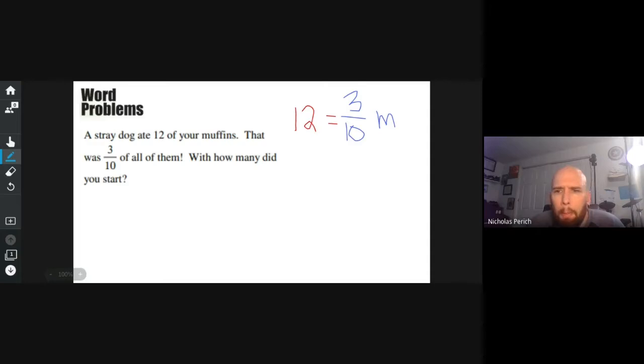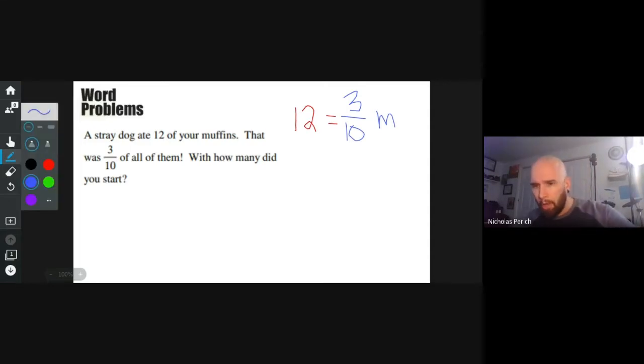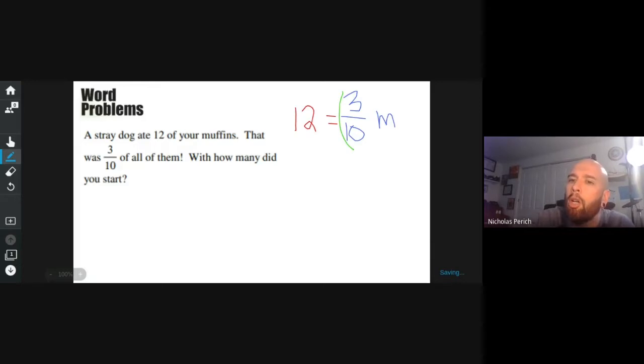Is M all by itself? No. I have a 3/10 multiplied to M that I have to get rid of. Usually when I have things multiplied to my variable, I divide both sides. But instead of dividing a fraction, multiply the reciprocal.